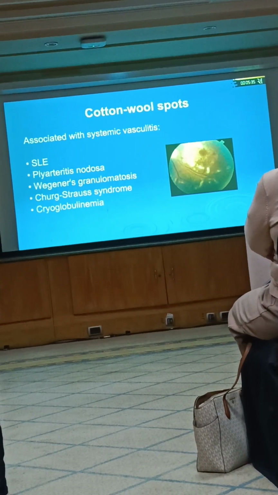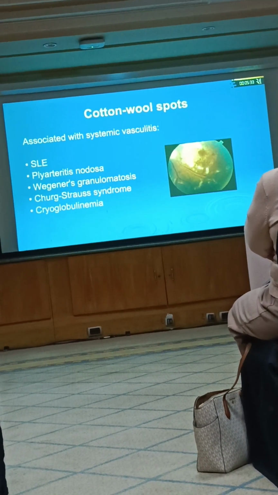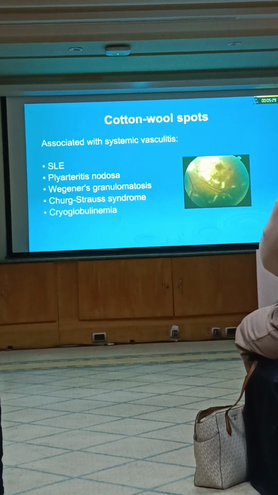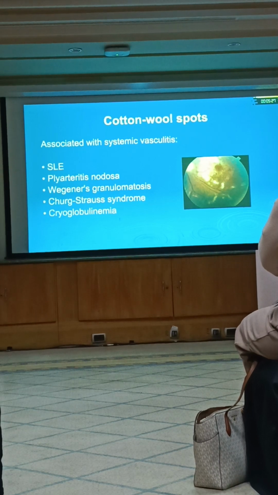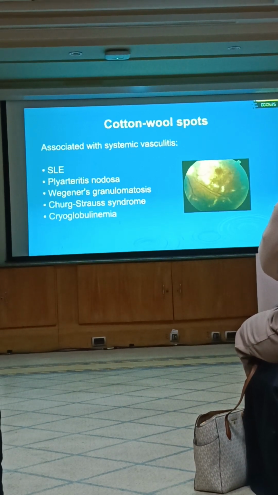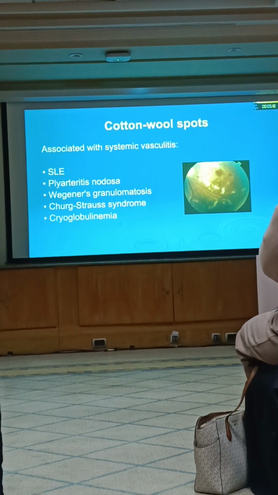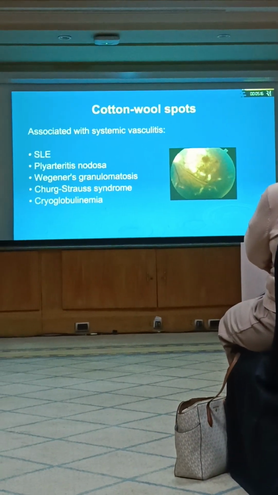Cotton wool spots, if you find cotton wool spots, this is associated mainly with systemic vasculitis like SLE, polyarteritis nodosa. So now we have two things with systemic diseases. They affect the arteries and they are associated with cotton wool spots. It is expected because they will cause periarteritis, ischemia, and cotton wool spots.